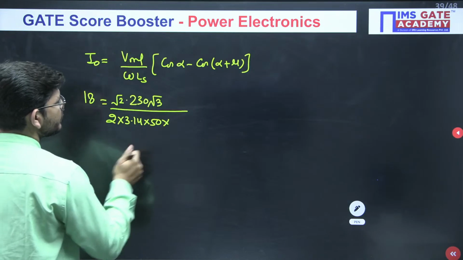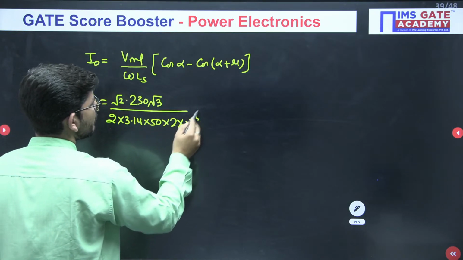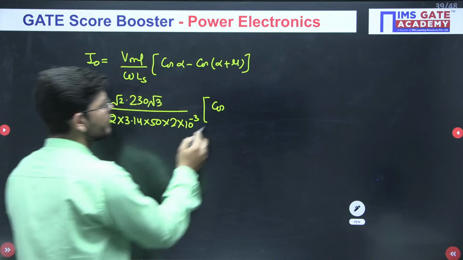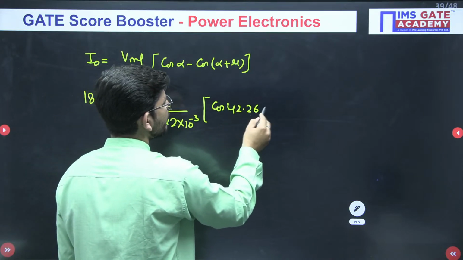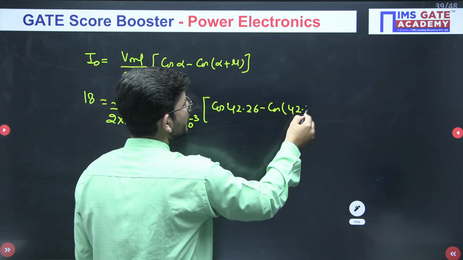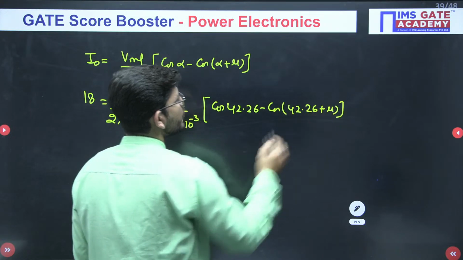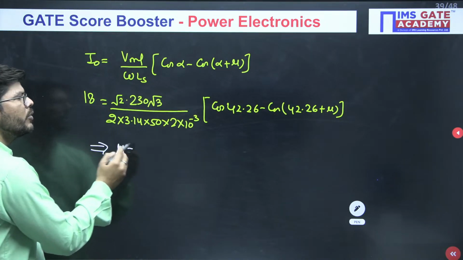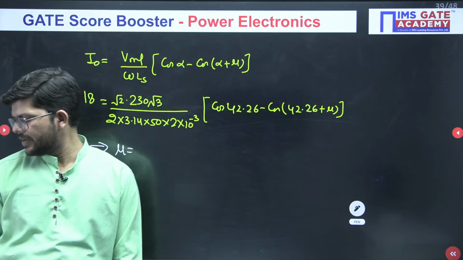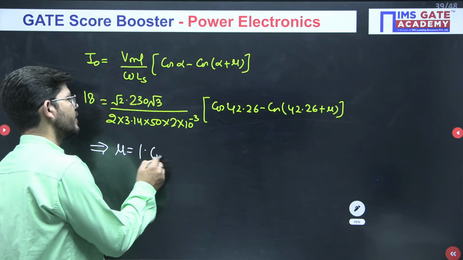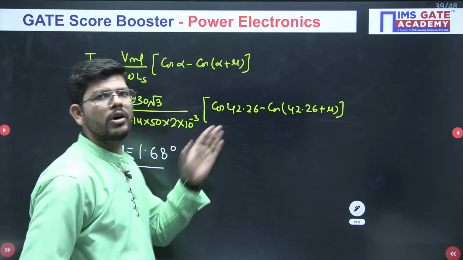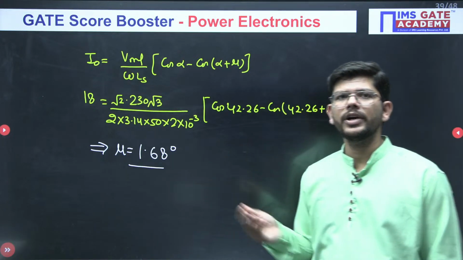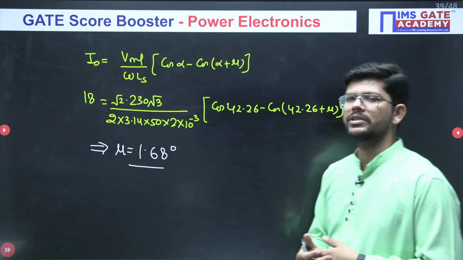How much is it given? 2 millihenry, so 2 into 10 to the power minus 3, cos of alpha. Alpha you have just calculated as 42.26, minus cos of 42.26 plus mu. So you can see the only unknown thing is mu here, and when you solve it for mu, the value of mu, that is the overlap angle, comes out to 1.68 degrees. To solve this equation is not an easy task. It will require a lot of time. You have to invest a lot of time while solving these equations.